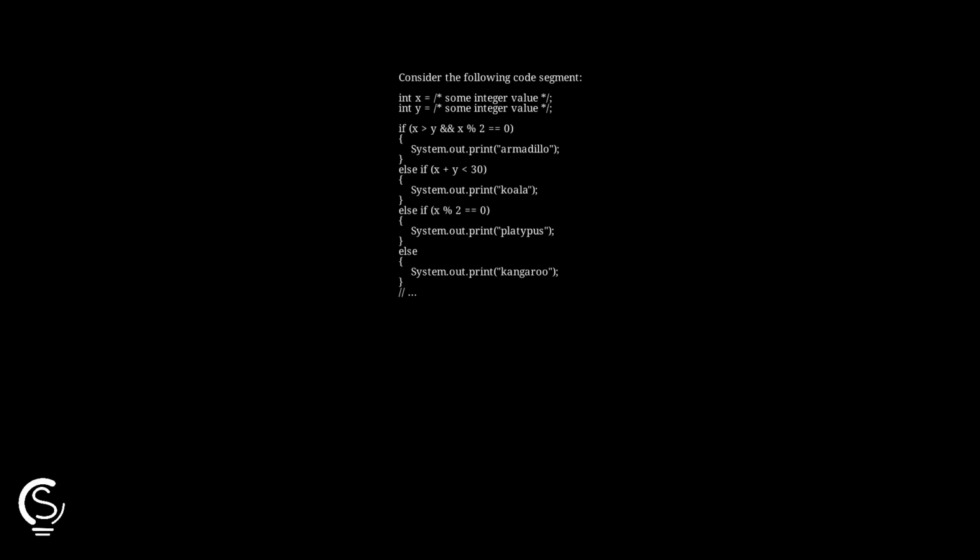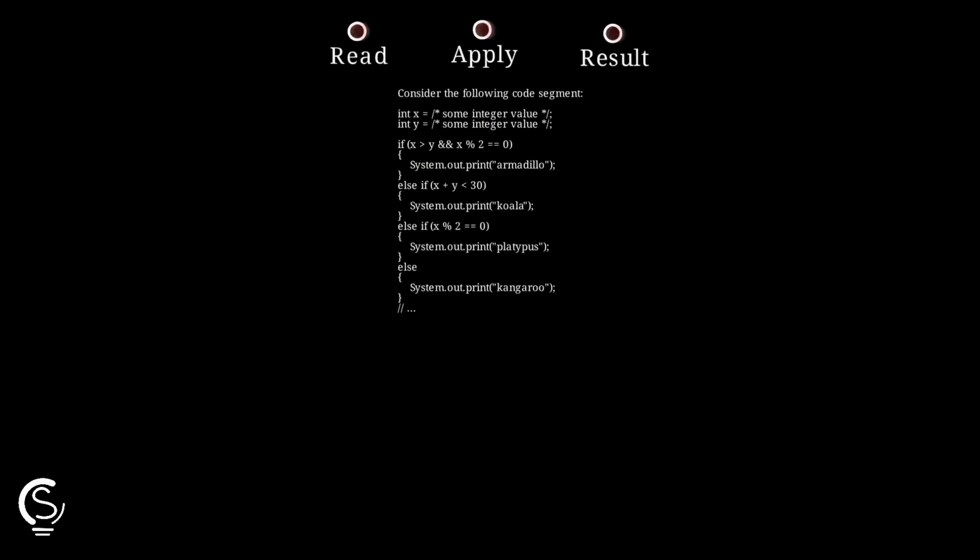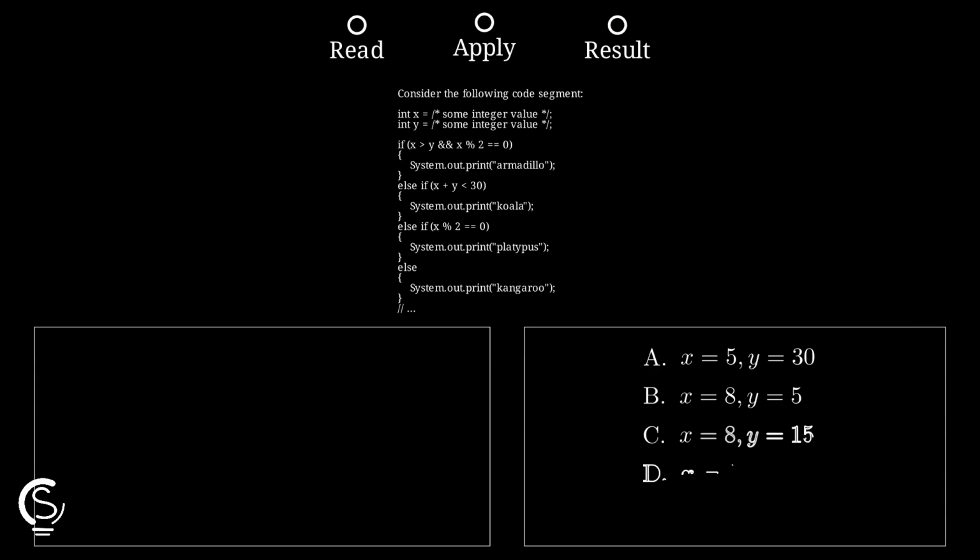To print platypus, the first two conditions must be false and the third condition must be true. That means 1, x greater than y and x % 2 == 0 must be false. 2, x plus y less than 30 must be false, so x plus y greater than 30. 3, x % 2 equals 0 must be true, so x is even.